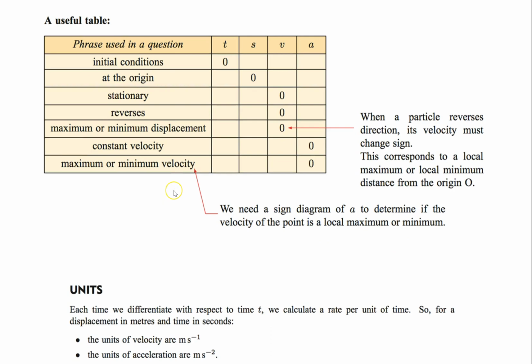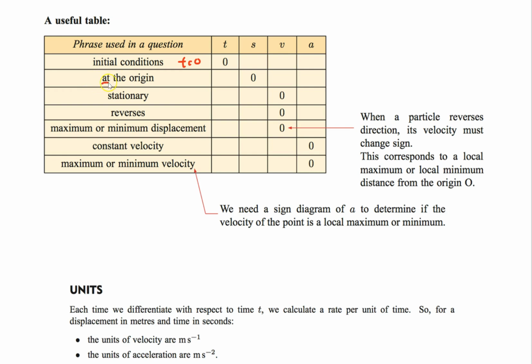Here's a useful table, because the big thing with this lesson is all about vocab. Understand what you're talking about. If I ask what the initial conditions are, initial conditions just means time equals 0. What's your position when you first start? What's your velocity at the start? What's your acceleration at the start? You just plug in 0 for everything. So initial conditions is always 0.